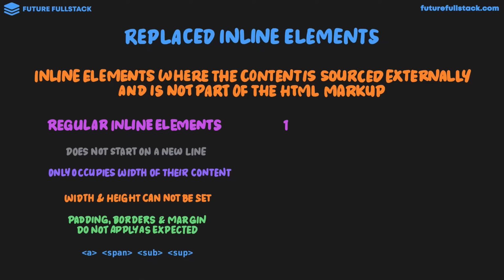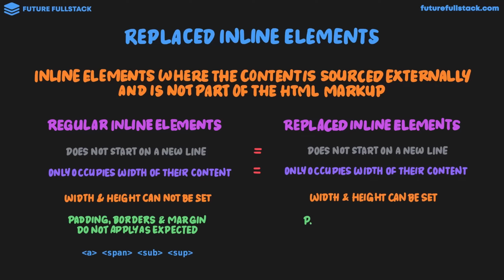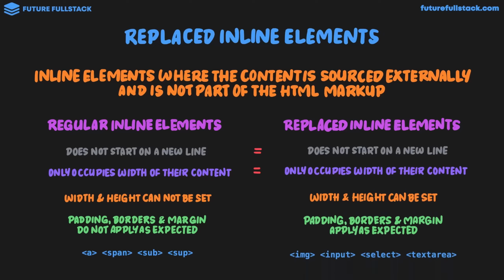Now let's talk about replaced inline elements. Just like regular inline elements, they do not start on a new line, and they also only occupy the width of their content. But with box model properties on replaced inline elements, they apply as expected. Width and height can be set, and padding, borders, and margin apply as expected. Replaced inline elements include the image tag, input, select, and text area.